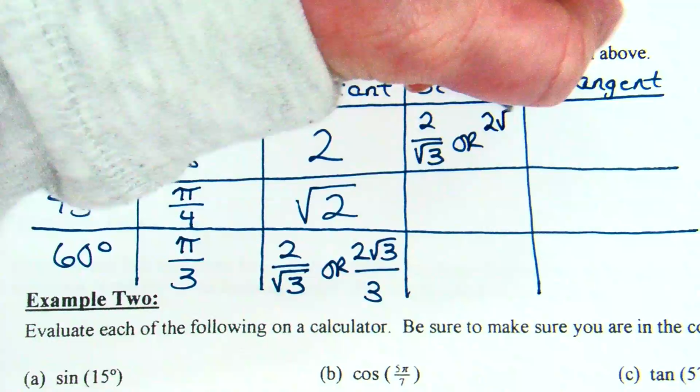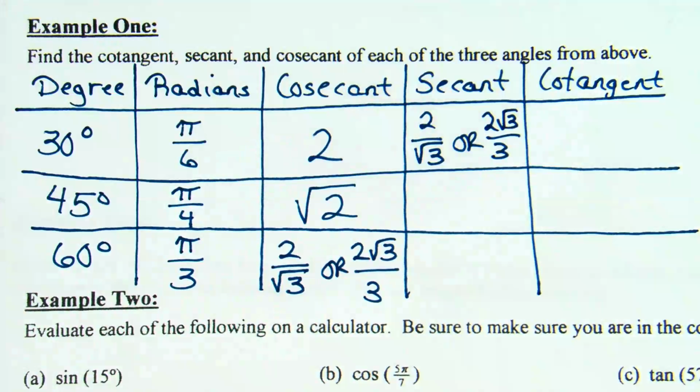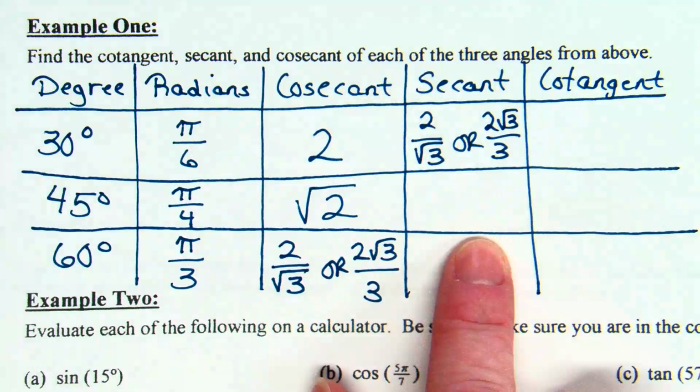Are you noticing some relationships on this chart? I'll go back and talk about some of them in a moment, but there are definitely some ways to help you memorize this. Okay, what about secant of 45? It's the reciprocal of 1 over square root of 2, so it's square root of 2. And what about the secant of 60? Reciprocal of 1/2, so it is 2.